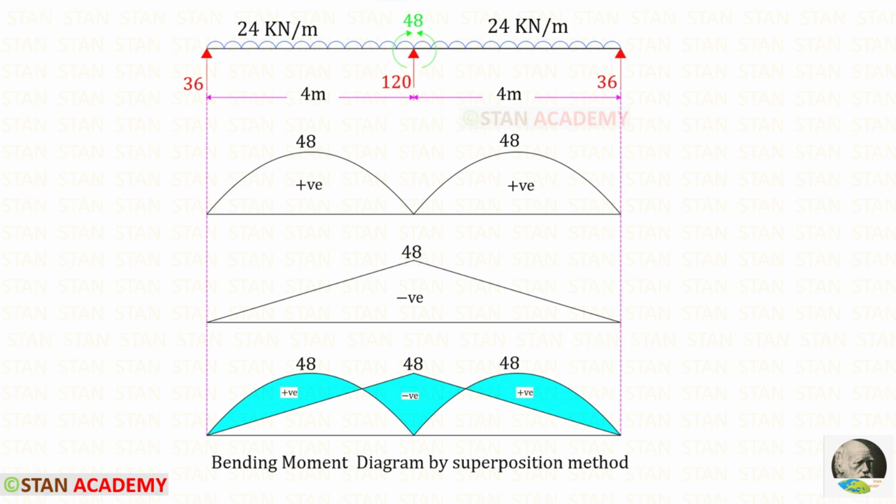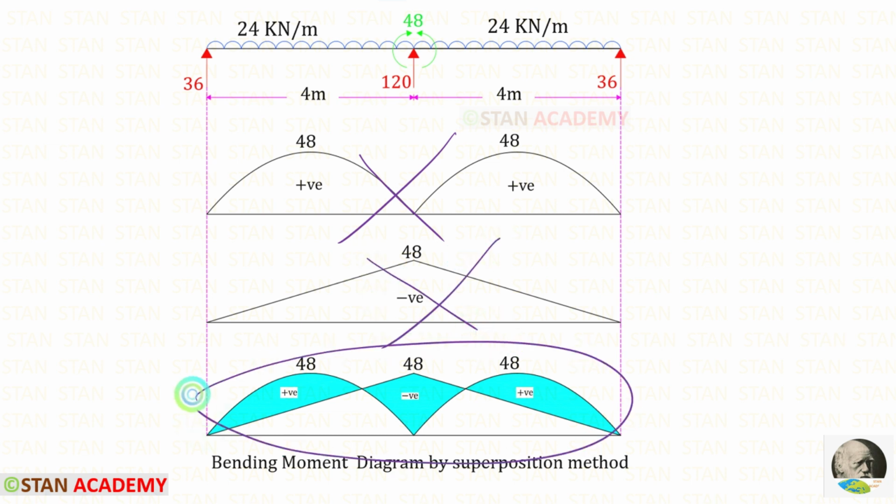Wherever both of them are together, we should not mark anything. We just keep the space empty. Wherever they are coming alone, we have to represent them with the signs. This is the bending moment diagram by superposition method. In the examination, we don't have to draw these two diagrams. We can directly draw this diagram.